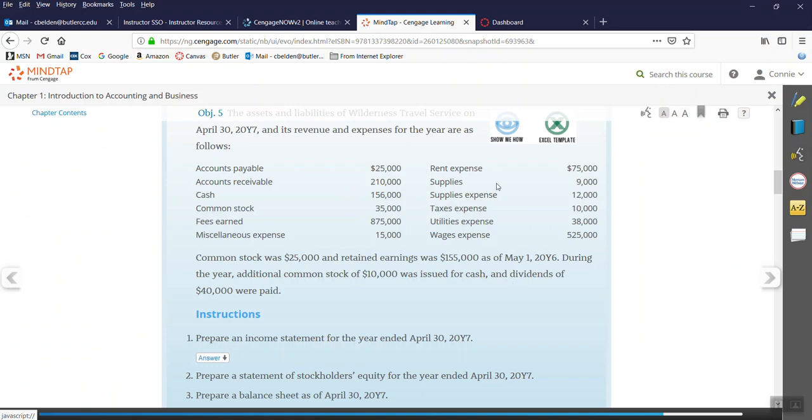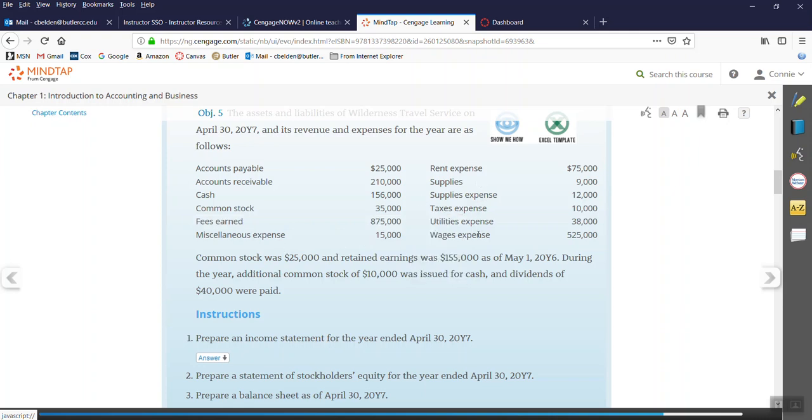The first thing we have to do is our income statement. Income statement contains only revenues and expenses. Revenues would be fees earned, fees, professional fees. That's how it's referred to in a service business. In a merchandising business that we'll get into later on, it might be referred to as sales. But again, that's all revenues. So we have fees earned of $875.